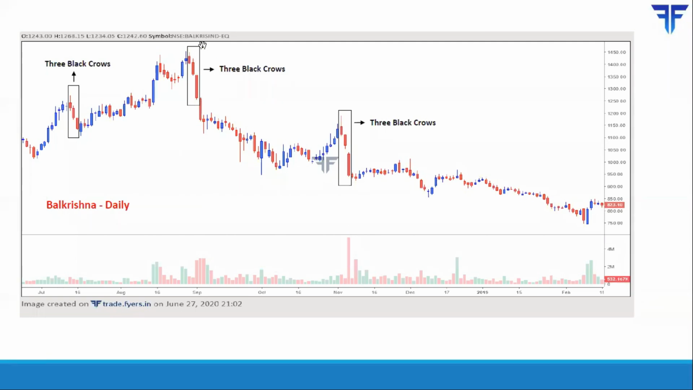Then there was another three black crows that emerged over here, but this time, as you can see, it worked out very well. So once the low of the third candle broke, it was followed by a nice decline in the price of this stock. Then another three black crows emerged over here. Now, as you can see, the middle three black crows was in the form of a bearish reversal pattern, whereas this is taking the shape of a bearish continuation pattern because it is appearing in the middle of this downtrend. Nonetheless, this pattern worked like a charm.